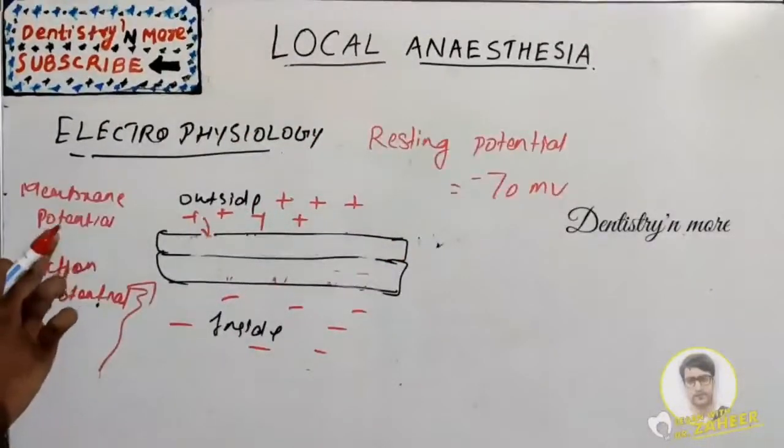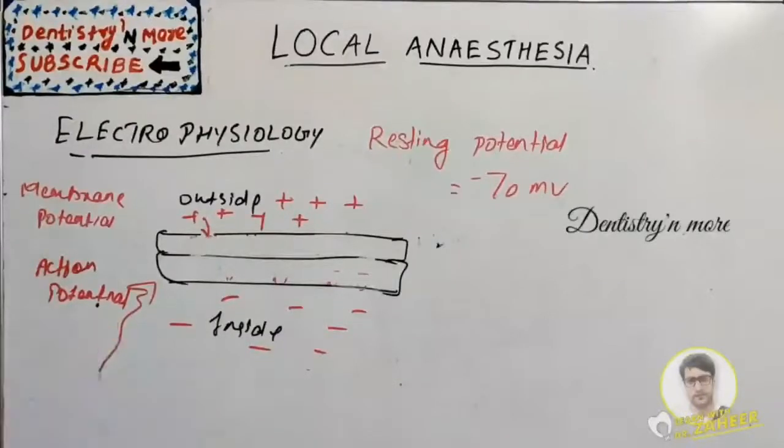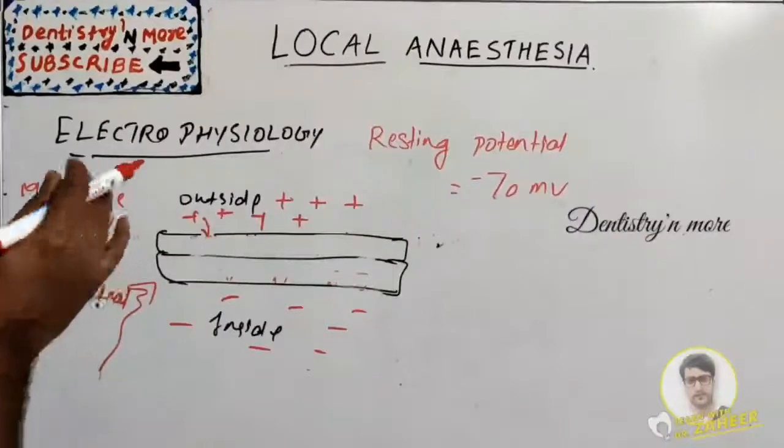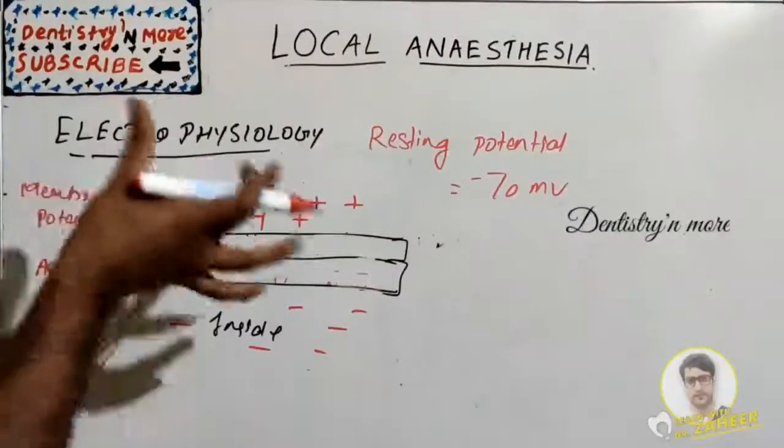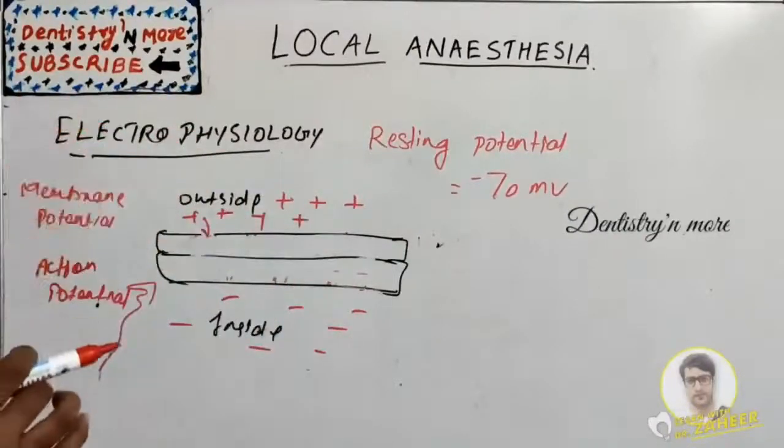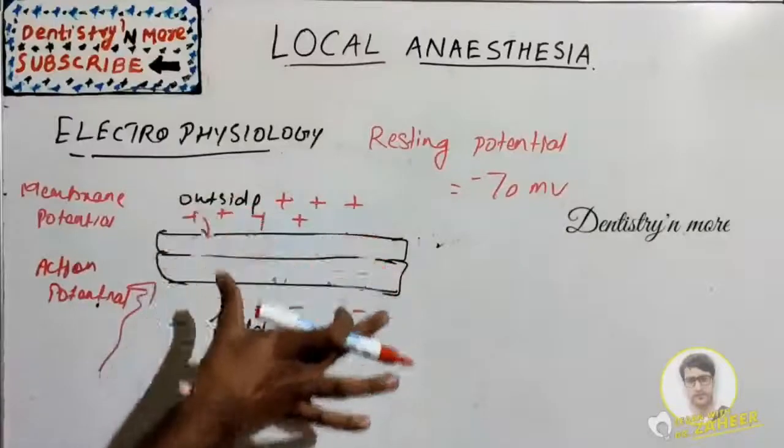So we learned what is membrane potential. Now let's learn what is action potential. Action potential is nothing but when this membrane potential is going to change under stimulation or fiber excitation. So this is outside and this is inside.